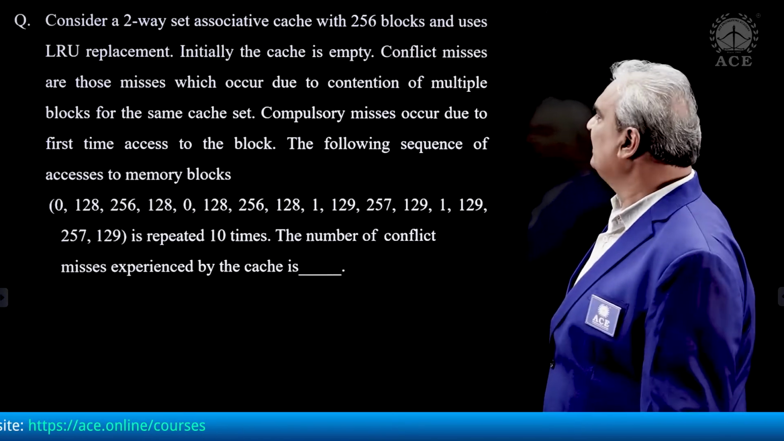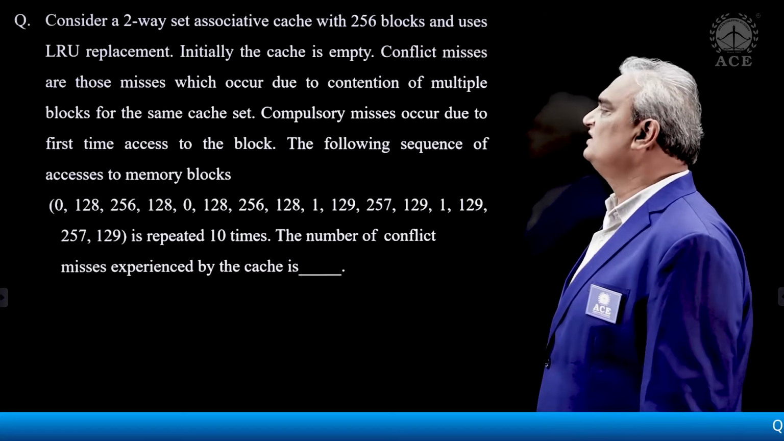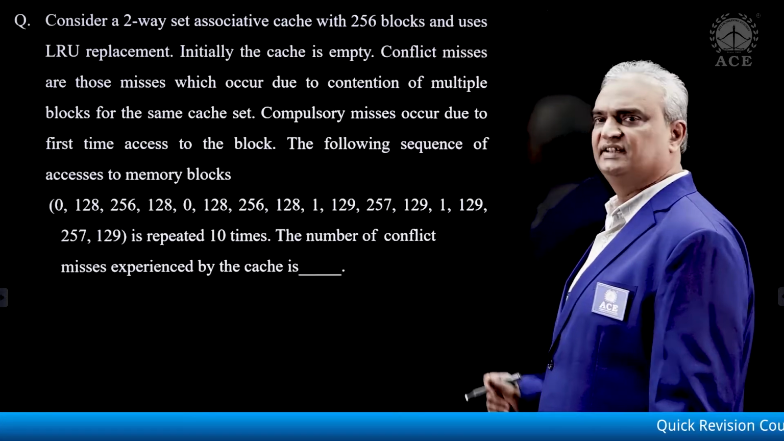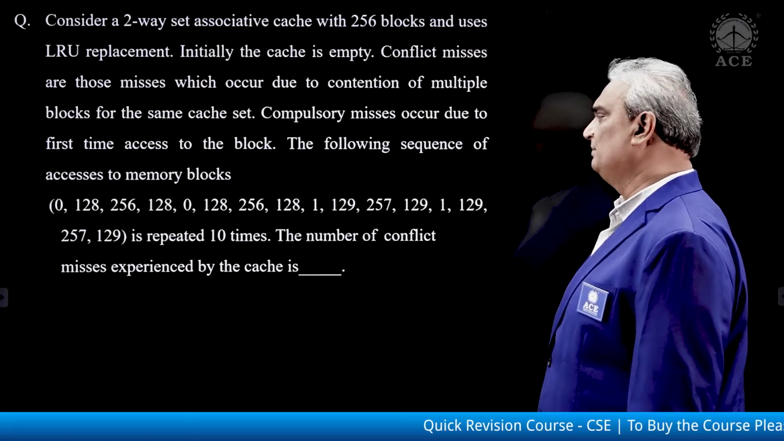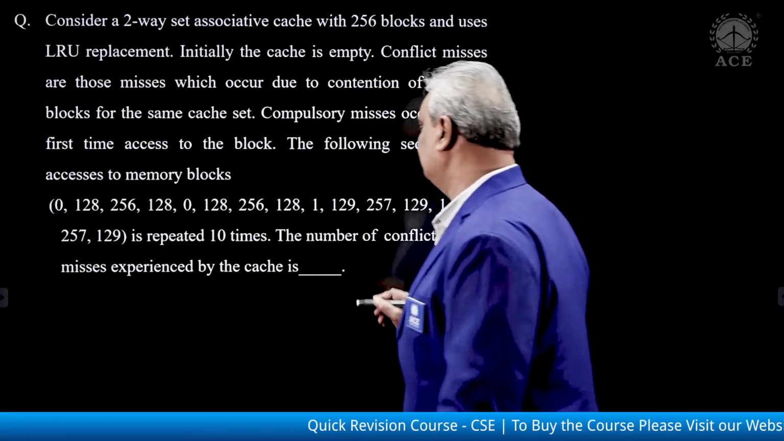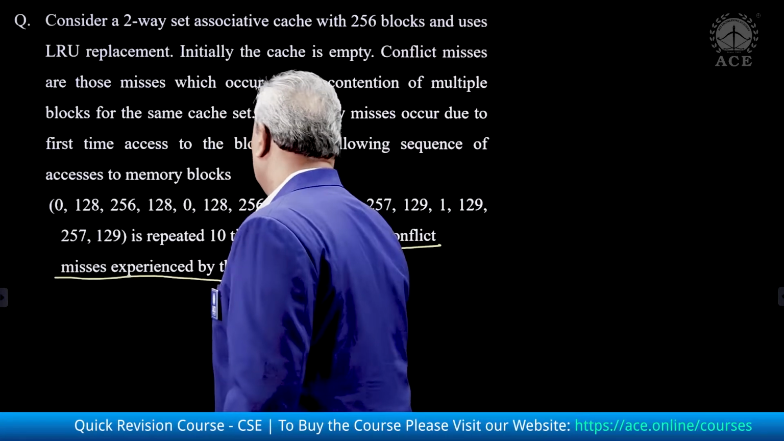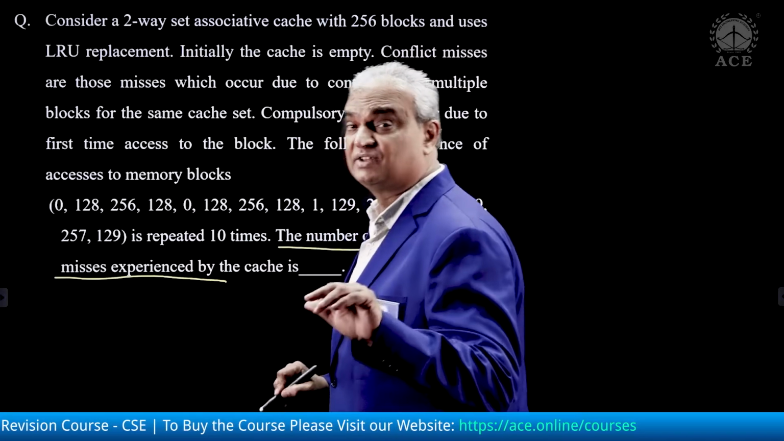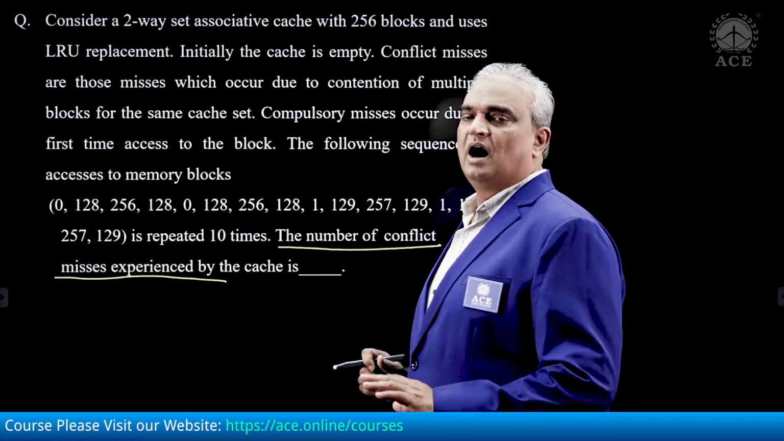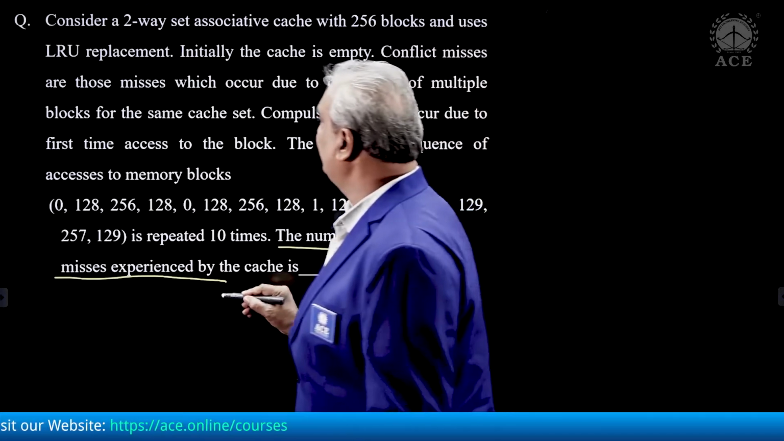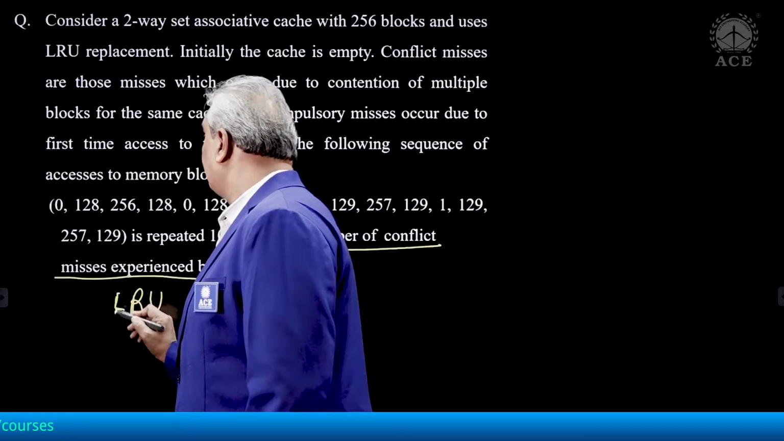Already we know. The following sequence of accesses to the memory blocks 0, 128, 256 and so on, he gave one sequence, is repeated 10 times. The number of conflict misses experienced by the cache is dash. He asked for the number of conflict misses only when these blocks are required by the CPU 10 times. Initially, all cache blocks are empty. Which technique does it use? LRU.